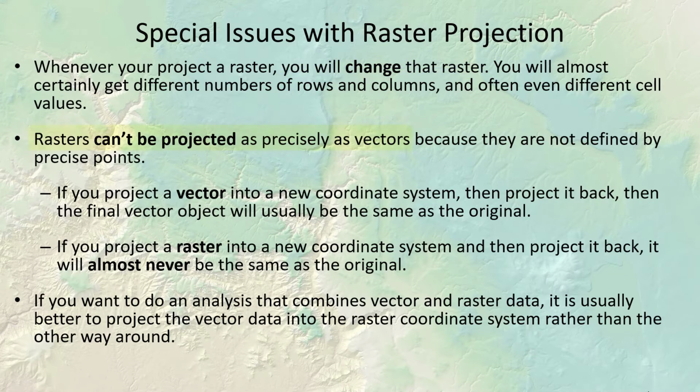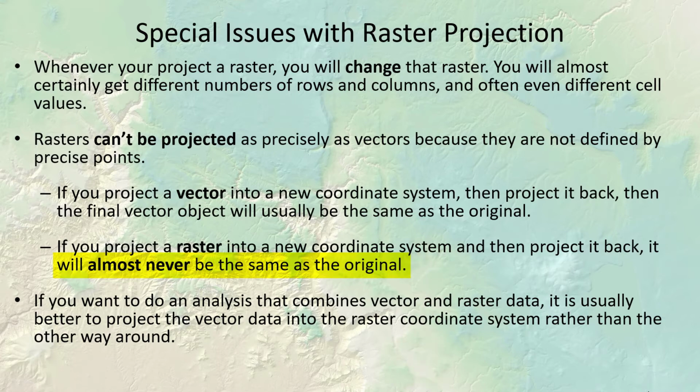This is because rasters cannot be projected as precisely as vectors can. They're not defined by precise points. Remember, rasters are a bunch of rows and columns. Vector objects are defined by highly precise vector vertices. Rasters are not that way. When you project a vector into a new coordinate system and then you project it back, you're probably going to get something that's pretty much exactly the same as the original. If you project a raster into a new coordinate system and then project it back, it will never be the same. It will have changed.